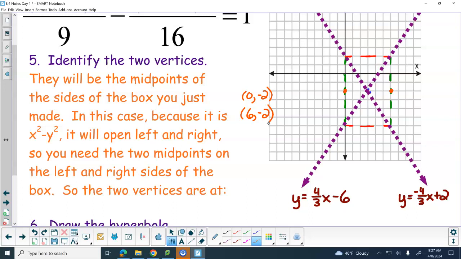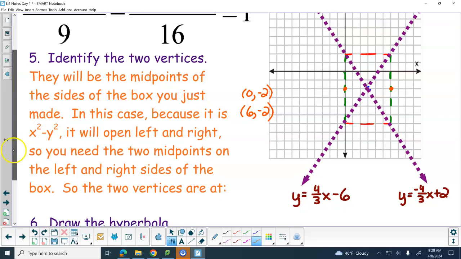If it were an up-down parabola or hyperbola, it would be here and here, the midpoint of those at the top of the box. Everybody with me so far? I feel like I'm not doing a very good job of avoiding verbal mistakes. I changed up the way I thought about things. Everybody good though? We'll clean it all up at the end.